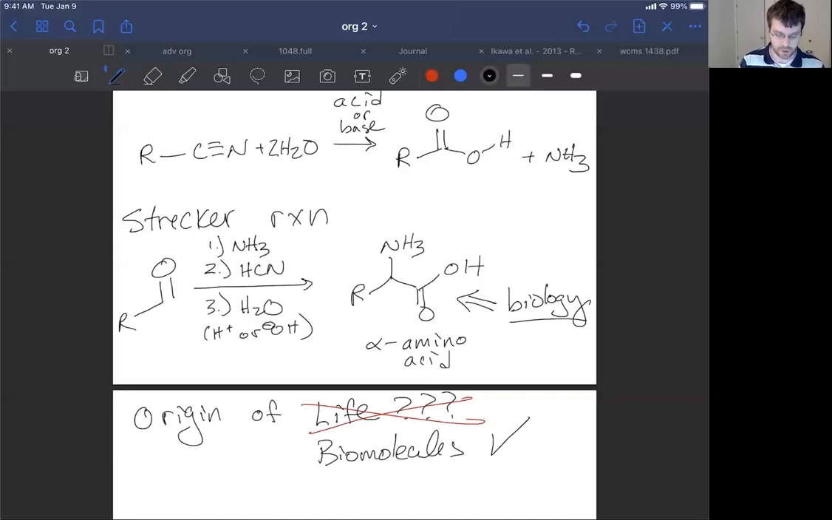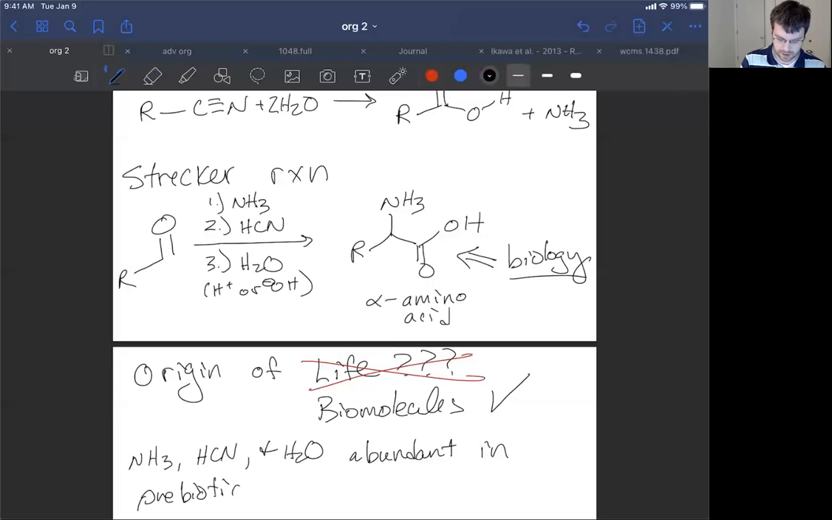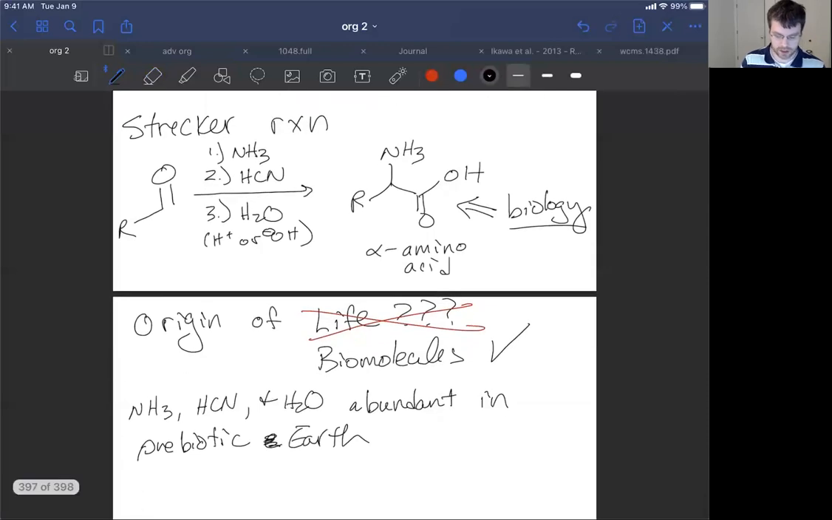Because if we look here, why is this all of a sudden origin of life? Well, we've got NH3, HCN, and H2O, which were abundant in prebiotic Earth. So they were abundant in prebiotic Earth in various mechanisms. This is kind of like the Miller-Urey reaction we talked about in Organic 1, where we zap some lightning with some stuff floating around and we get amino acids. This is one of those processes that occurs. Amino acids are one of the types of biomolecules. We get a lot of precursors to sugars and that sort of thing too.